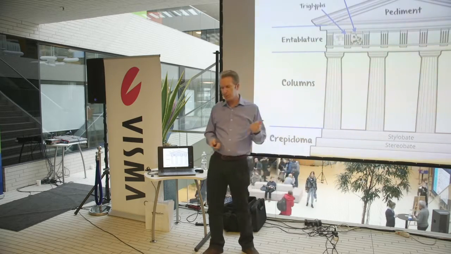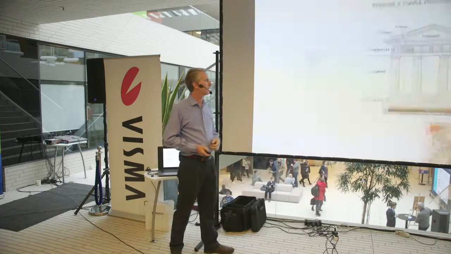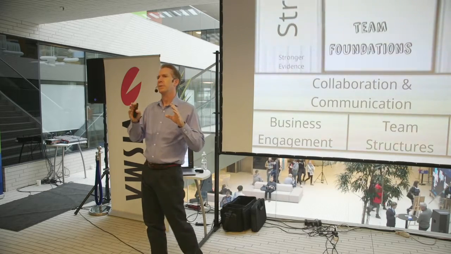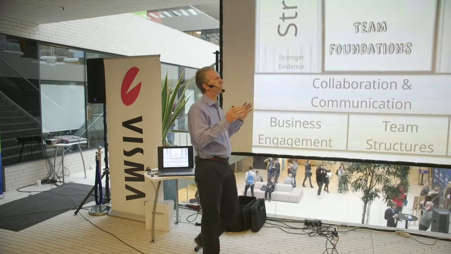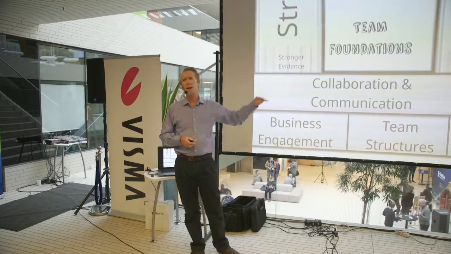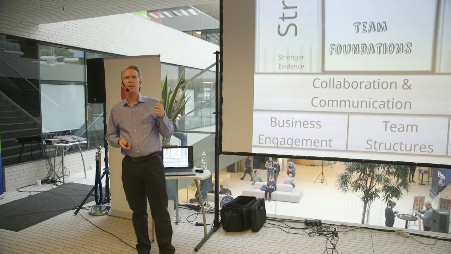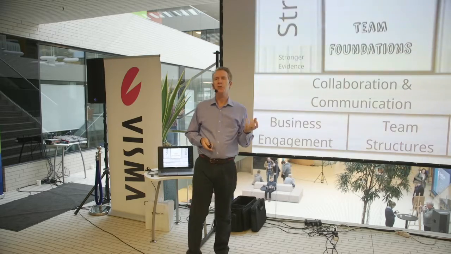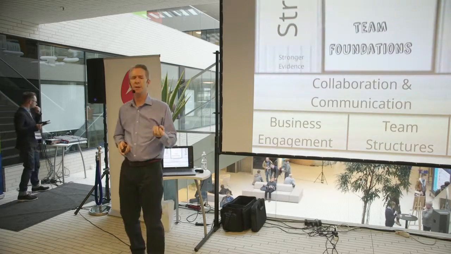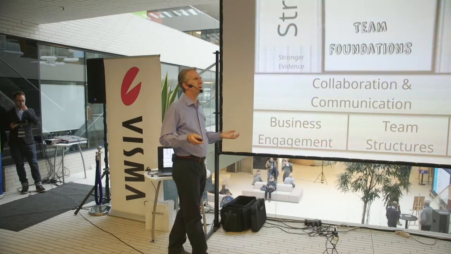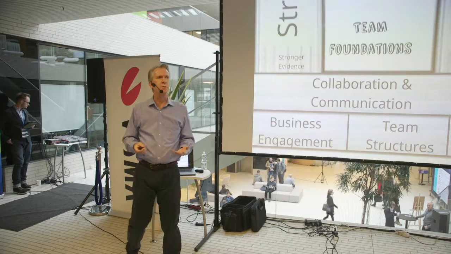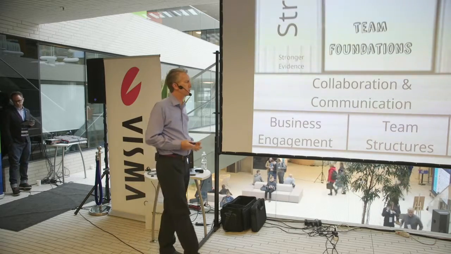Okay, so what's on our crepidoma, or what's in our Stylobate and Stereobate? Let's take a look. To the left side of the model are what I call collectively the team foundations. These are the things that sit under providing stronger evidence and providing better design. And the upper stones of this section are about collaboration and communication. It seems a little bit obvious that that's what we need in an agile process. We need to collaborate. We need to be talking to each other. We need cross-role communications, inter-team communications, and so forth.